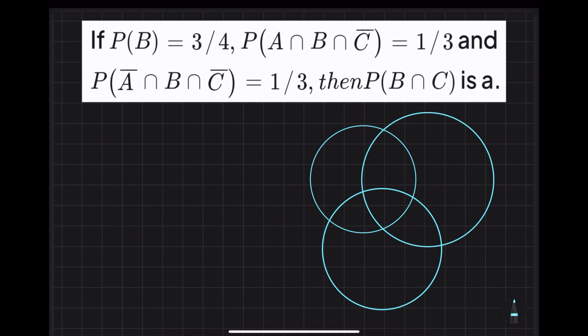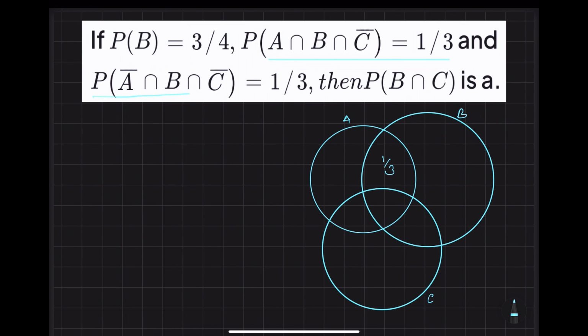So suppose this is A, this is B and this is C. Okay, now A intersection B intersection C bar means inside A, inside B, outside C. So who is this room? So this is this room. So we got 1 by 3.